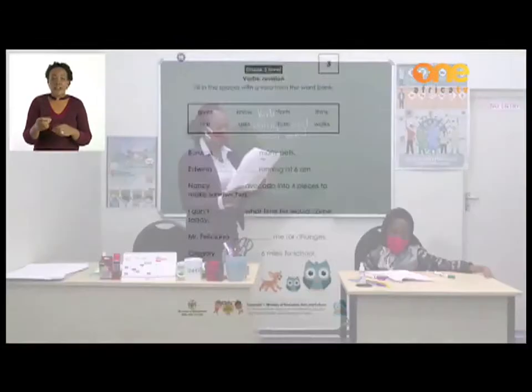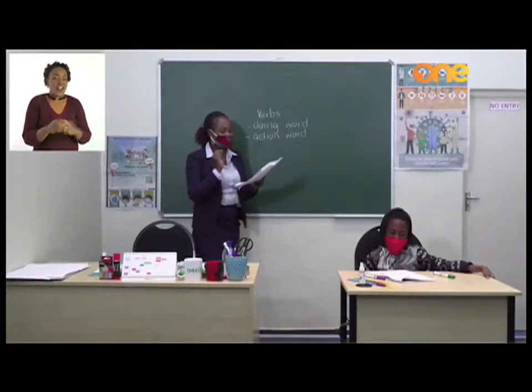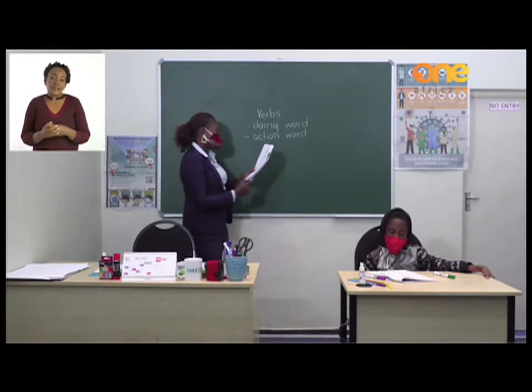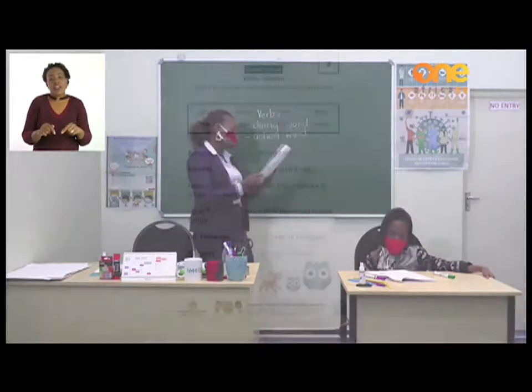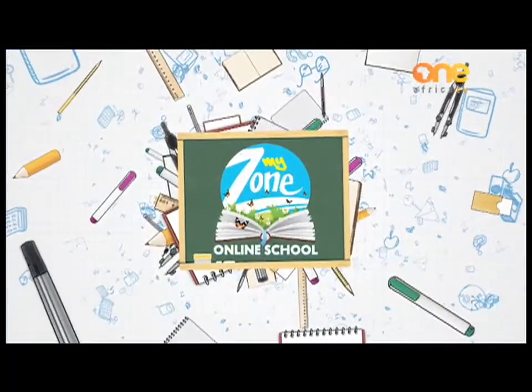Then the next sentence, Edwina dash running at 6 a.m. What do we say? We say Edwina starts running at 6 a.m. That's all about our lesson for verbs. I want you to complete the remaining questions using the words in the box. Thank you so much, grade 2s.